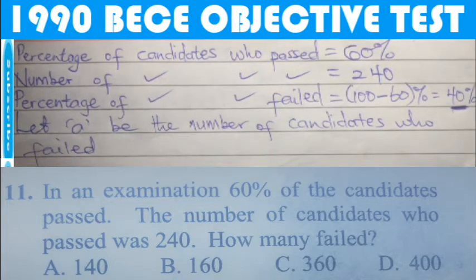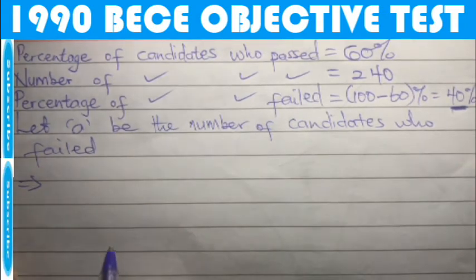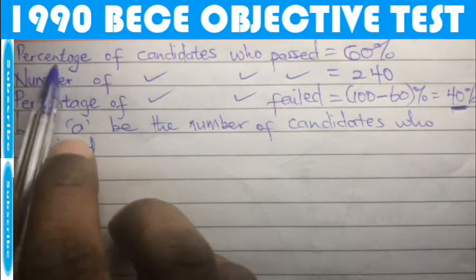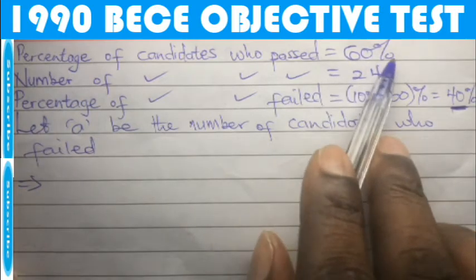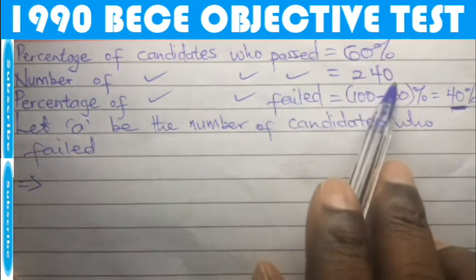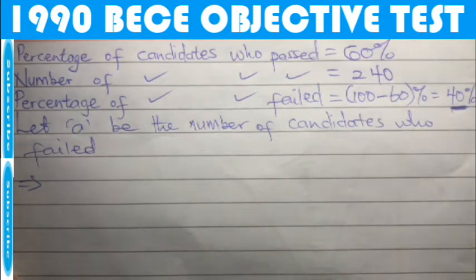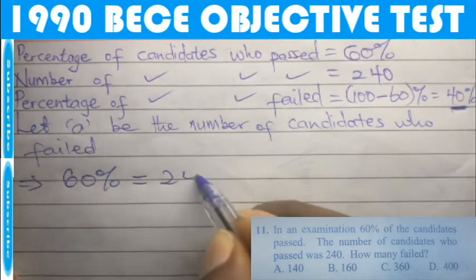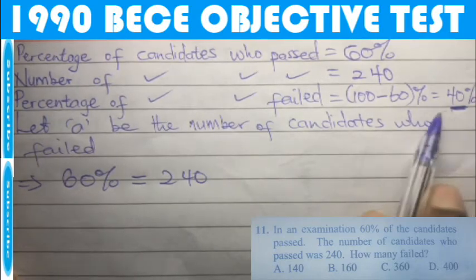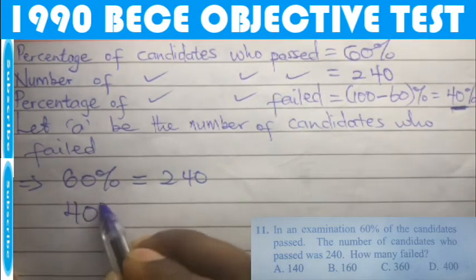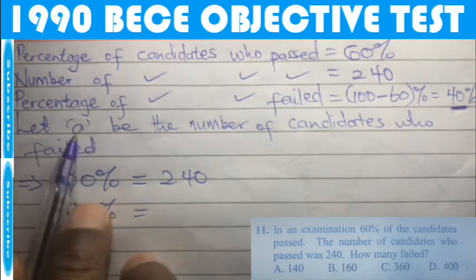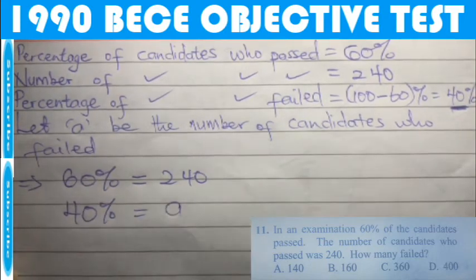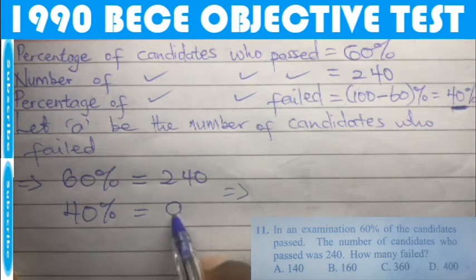All right. So let's box on. This is what we have from here. Percentage of candidates who passed, which is 60%, is equivalent to 240 candidates. So we can equate that. So 60% is equal to 240 candidates. Now 40%, those who failed, is also equivalent to the number of candidates who failed. Now that is A. Do we get it? So from here, we can cross multiply. So A will multiply 60.